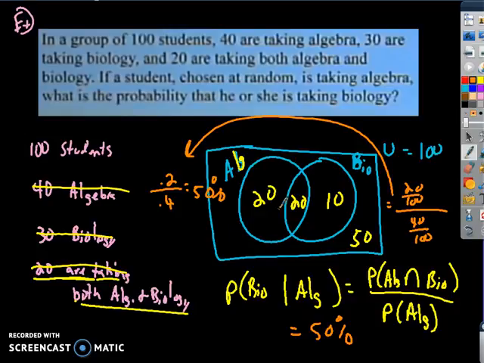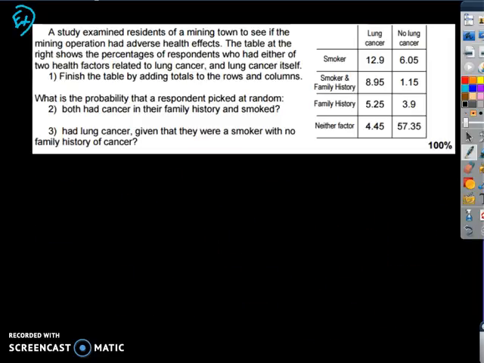All right, so new example. This example is about smoking. A study examined residents in a mining town to see if the mining operations had adverse health effects. The table at the right shows the percentage of respondents who had either of two health factors related to lung cancer, and lung cancer itself. The first thing it says is, finish the table by adding the total rows and columns, and then we answer these questions with probability.